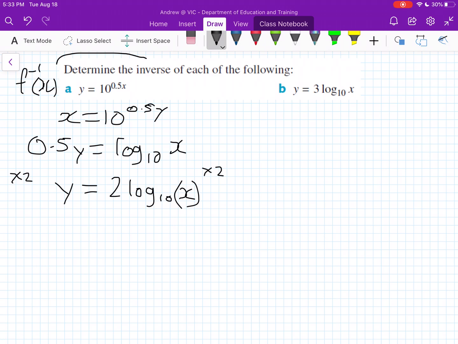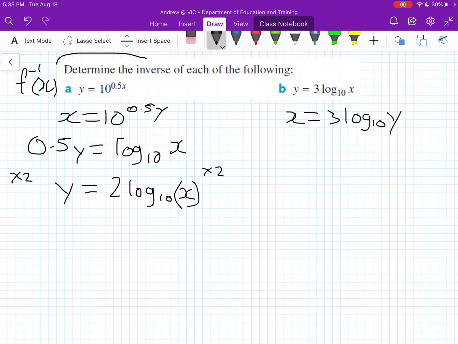So now we've got our y is equal to 3 log 10x. With this one, you just need to understand that we need to swap our x and y again. So we'll start off there. x is equal to 3 log 10y.